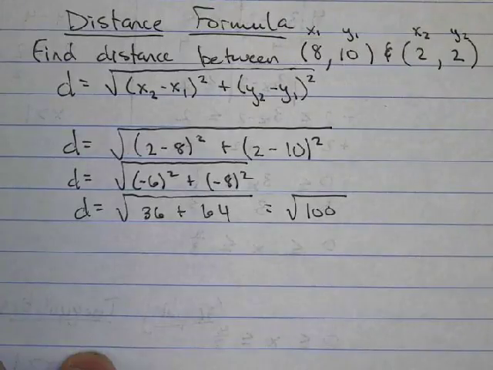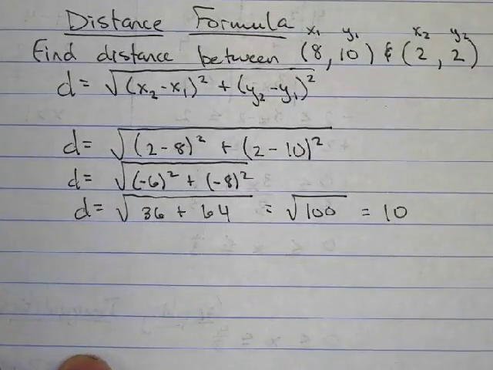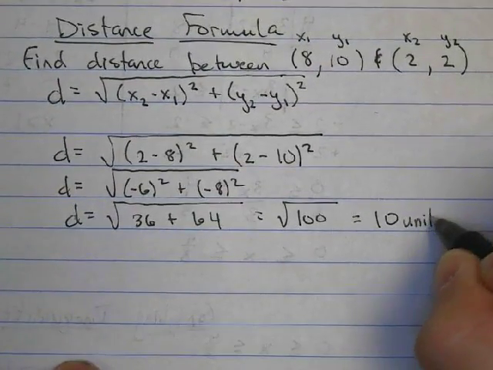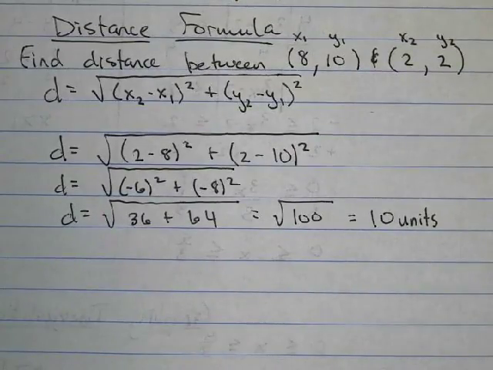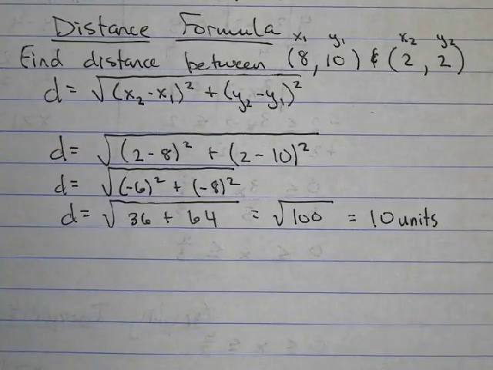And now my final step is to take the square root, and the square root of 100 is 10. So we found that the distance between these two points is 10, and since we're not given any kind of feet or inches or anything, we'll say the distance is 10 units. And that is how we can use the distance formula to find the distance between two points.